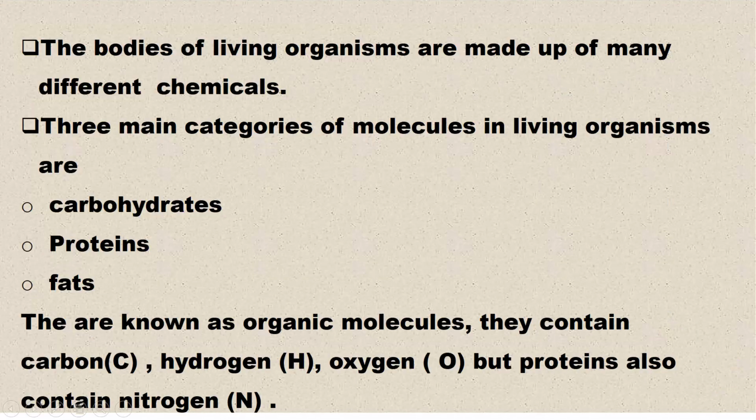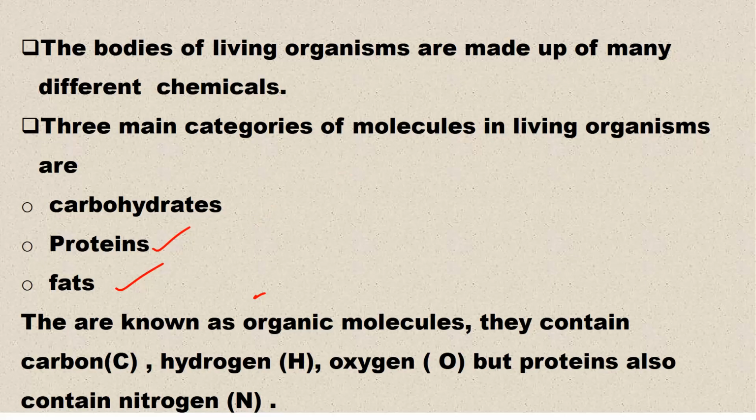First things first, you should know that the bodies of living organisms are made up of many different chemicals. The three main categories of molecules in living organisms are carbohydrates, proteins, and fats. What is very important here, I want you to understand this part very well. So let me put here, we are saying carbohydrate.